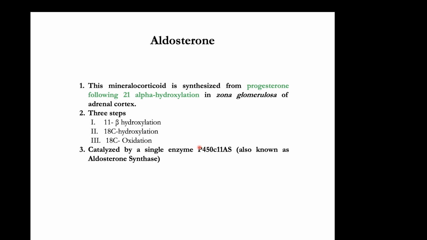However, in other books it is mentioned as 11 beta hydroxylase 1 and 2, but both these enzymatic activities are present in a single enzyme. So we have enumerated all 3 steps: 11 beta hydroxylation, 18 carbon hydroxylation, and 18 carbon oxidation. All 3 activities take place by the same enzyme.